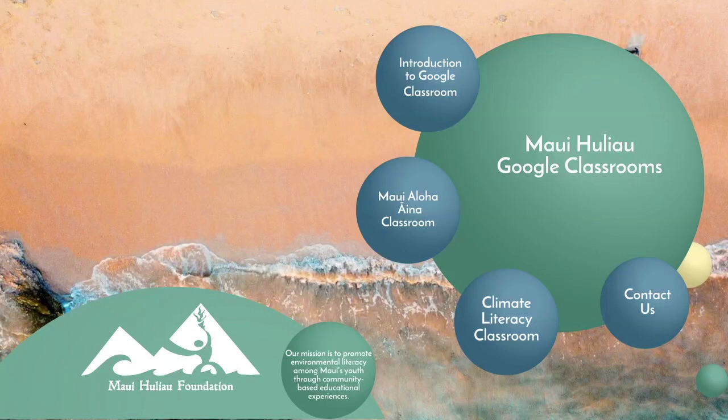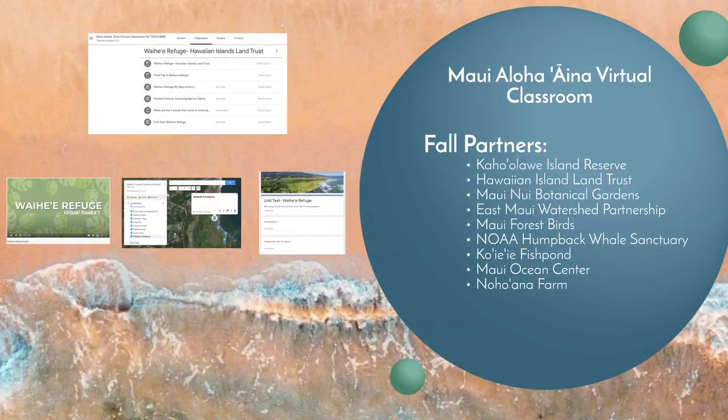Here's a brief overview of the 2 classrooms available. The first one is our Maui Aloha Aina classroom, created in partnership with community organizations focusing on local ecosystems and conservation. Partners so far this semester include Kaho'olawe Island Reserve, Hawaiian Island Land Trust, Maui Nui Botanical Gardens, East Maui Watershed Partnership, Maui Forest Birds, Noa Humpback Whale Sanctuary, Ko'ia'i'e Fish Pond, Maui Ocean Center, and Noho'ana Farm.